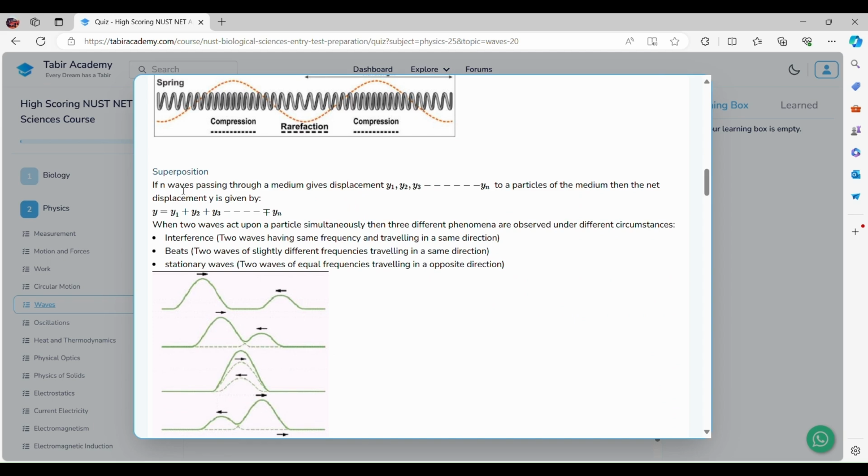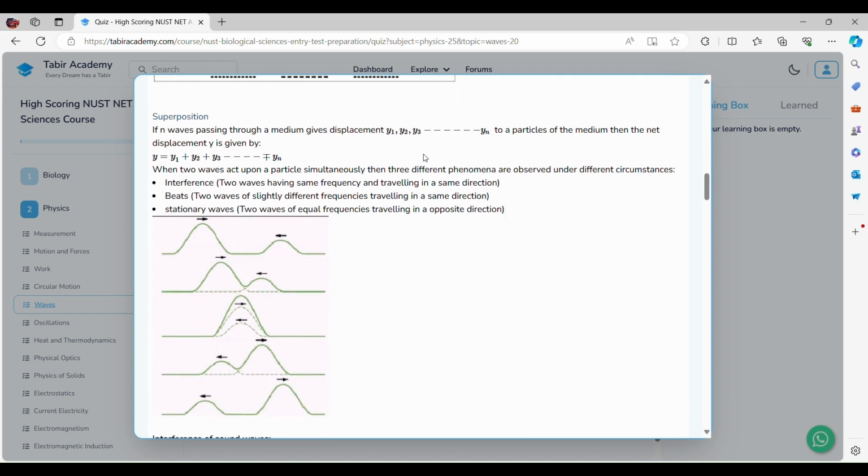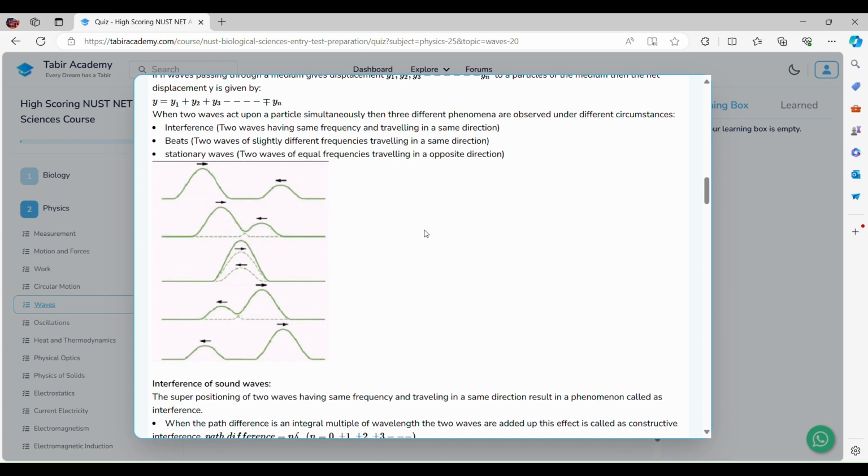Superposition. If n waves passing through a medium give displacements y1, y2, y3, ..., yn to particles of the medium, then the net displacement y is given by y equals y1 plus y2 plus y3 plus ... plus yn. When two waves act upon a particle simultaneously, then three different phenomena are observed under different circumstances. Interference. When two waves have the same frequency and are traveling in the same direction. Beats. When two waves of slightly different frequencies are traveling in the same direction. And stationary waves, where two waves of equal frequencies are traveling in the opposite direction.